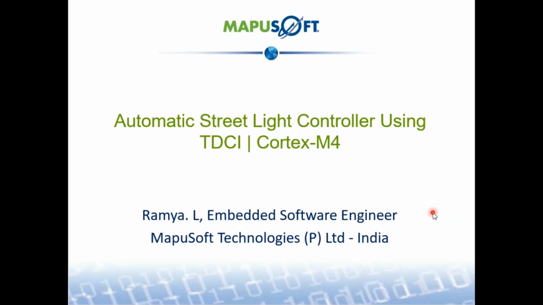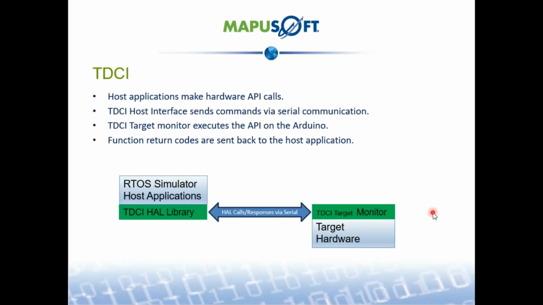Welcome to today's video where we will explore how to build an intelligent streetlight controller using a Cortex microcontroller and TDCI. This system can dynamically control streetlights based on traffic conditions, optimizing energy consumption and enhancing safety.